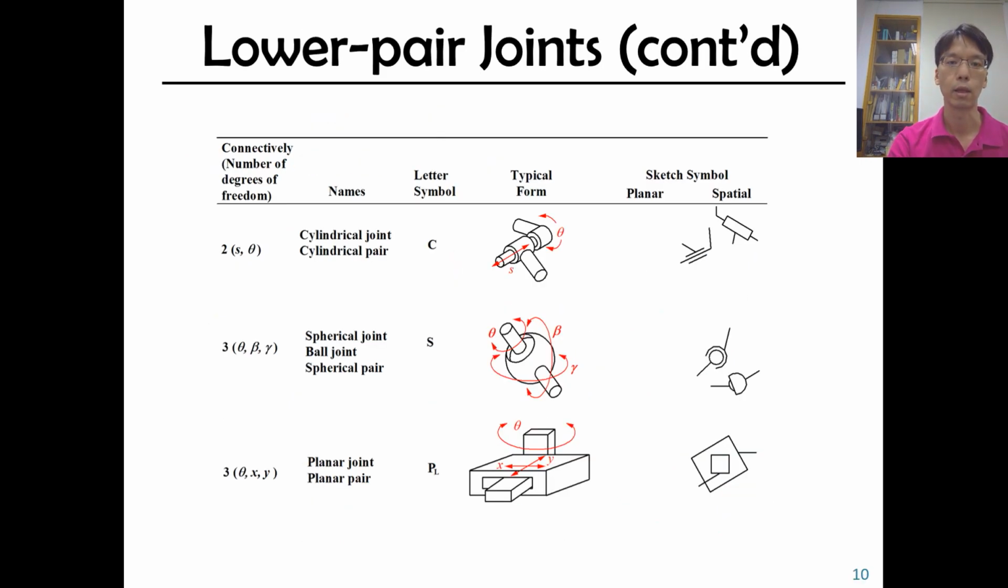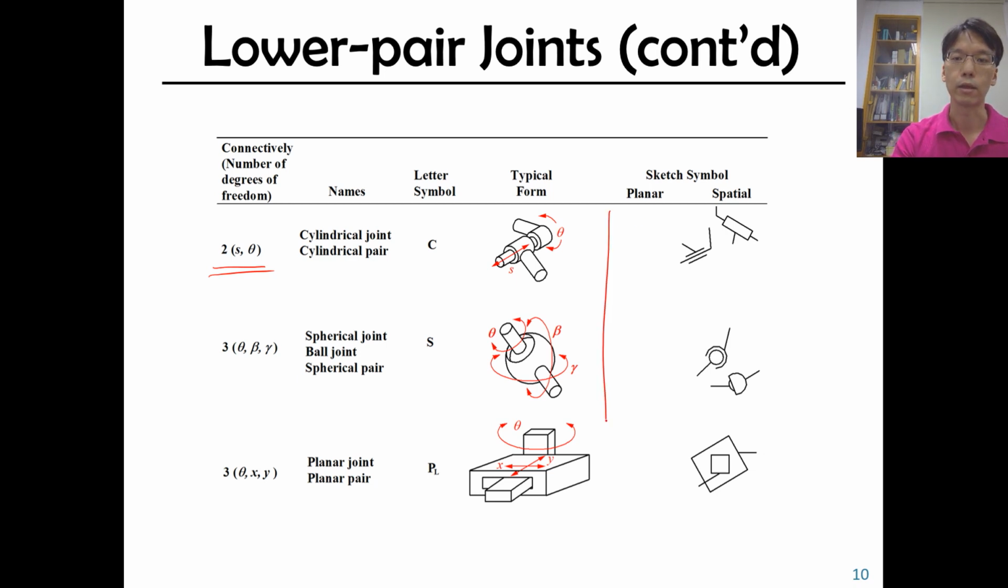Another example is a cylindrical joint. A cylindrical joint looks a bit similar to the screw joint, but there's no screw. So in this joint, the theta and the S are independent. I can move freely along the S direction, and I can rotate freely along the theta direction. They are not dependent. So for this cylindrical joint, there are two degrees of freedom, S and theta. They are independent variables.